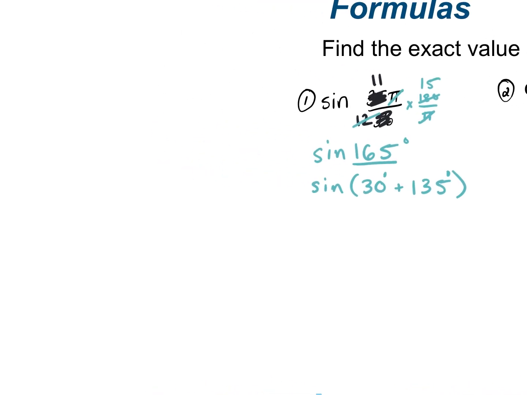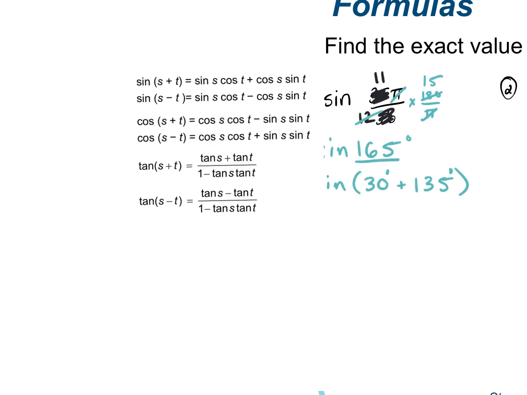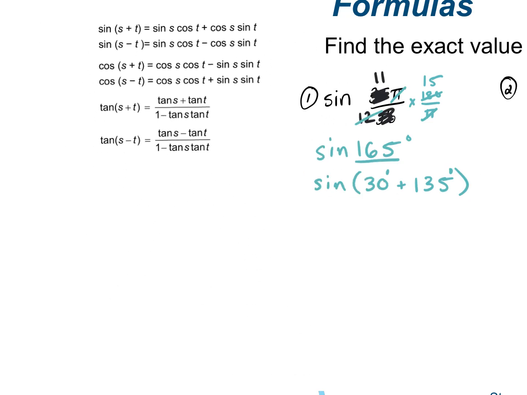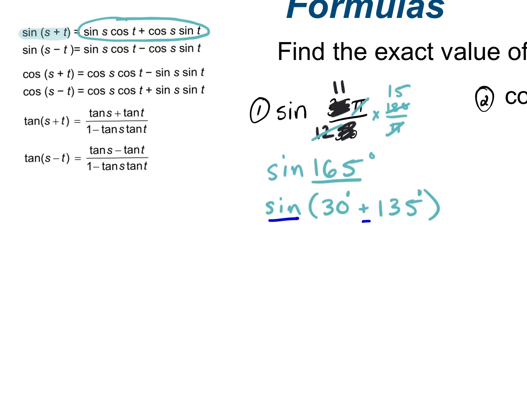Now I'm going to copy my formulas from the last page here so we can use them. All right, so our equation goes sine with a plus in the middle. So which one of these has sine with a plus in the middle? The first one. So we're going to use the right side of it since the left side was the one that's given here. So we're using the right side.